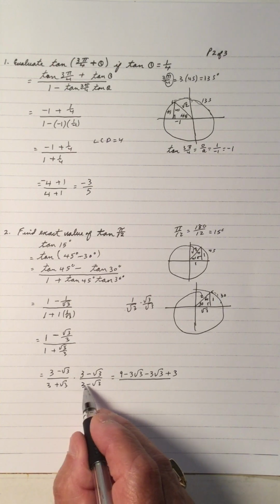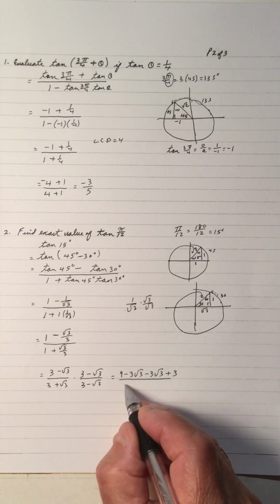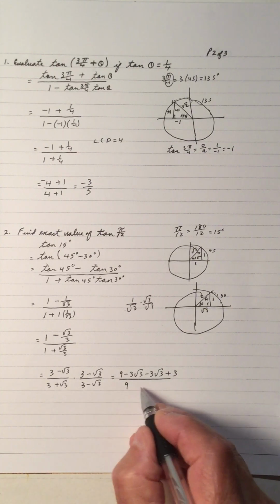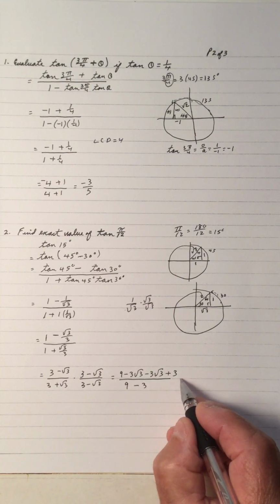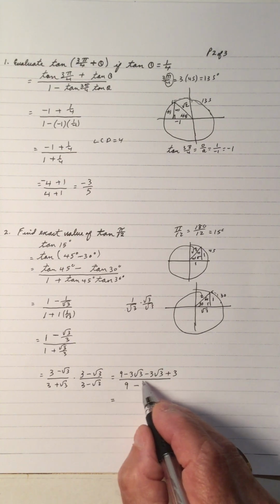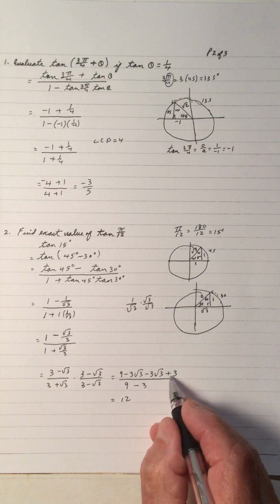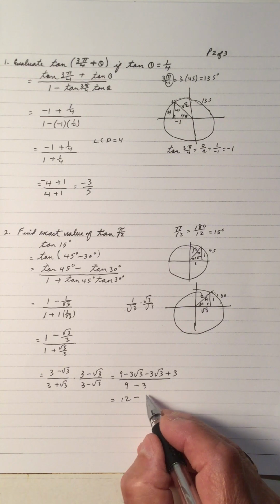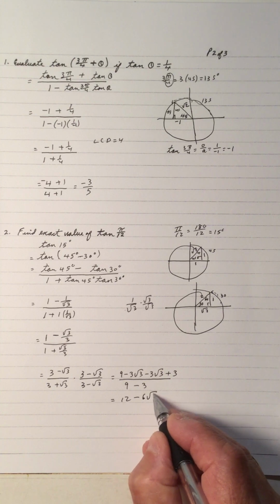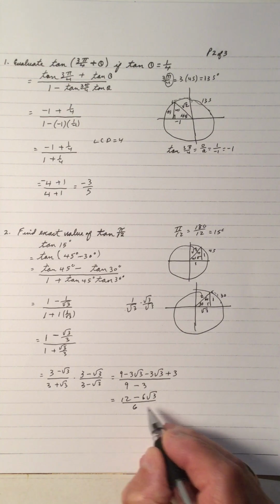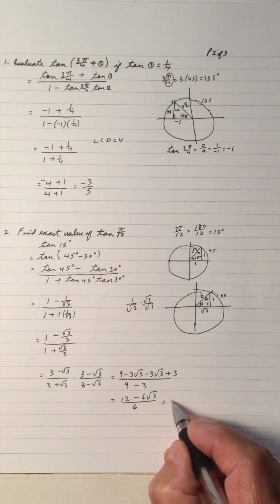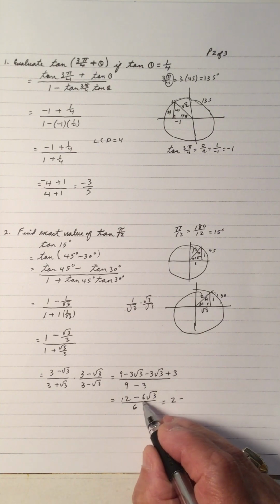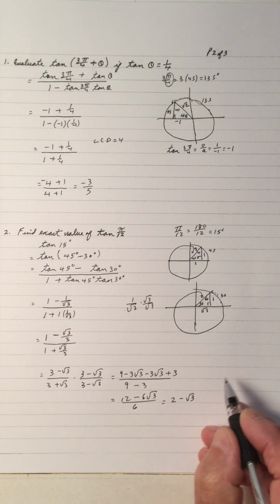And because these are conjugates, I have to multiply the first two and multiply the last two. And they simplify. So that gives us 12. 9 plus 3 is 12. Negative 3 root 3 subtract 3 root 3 is negative 6 root 3 all over 6. 12 divided by 6 is 2. And 6 divided by 6 is 1.